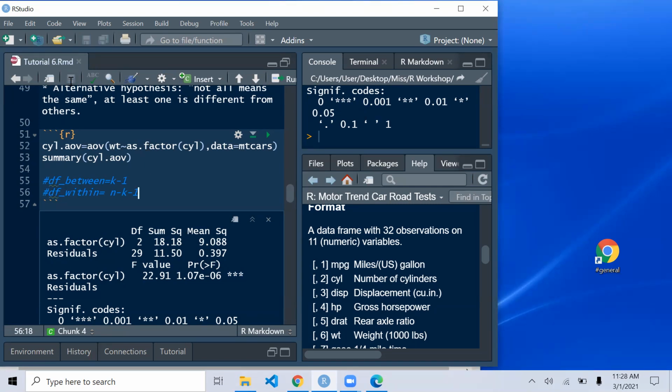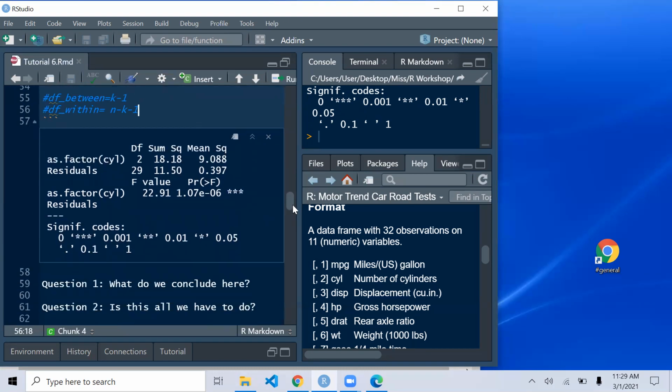And then that means that it takes the actual ratio. That's why you see 9.088, taking the ratio of 18 divided by 2. And then here it's like 11 divided by 29. So this blows up the ratio a bit, because obviously this is less than 1. So we blow this up a bit. This is why you see 22.91. And you can see that the result is significant.